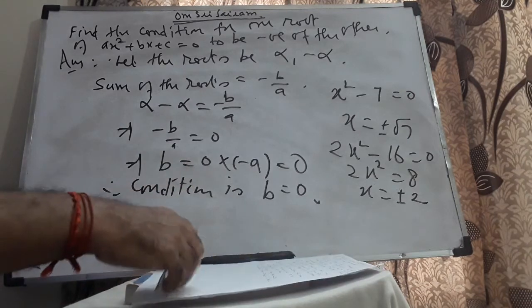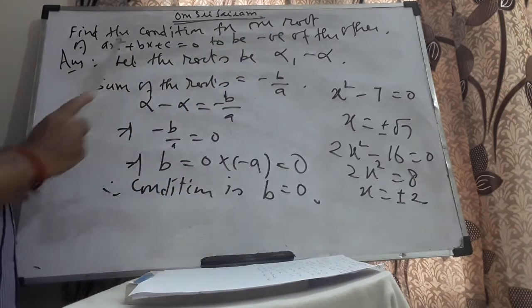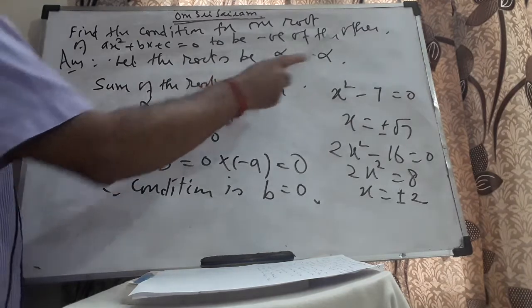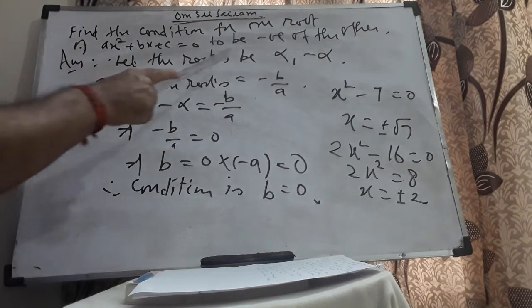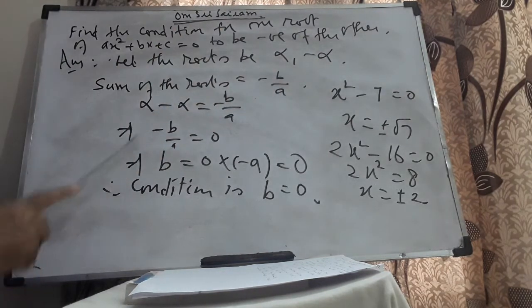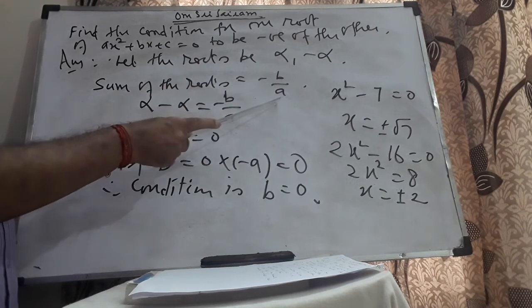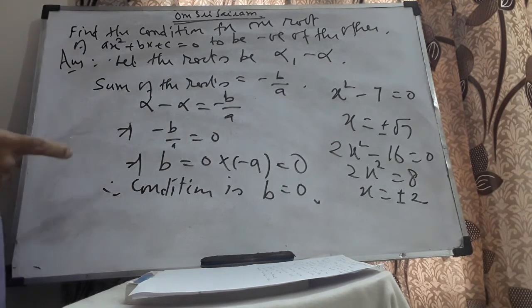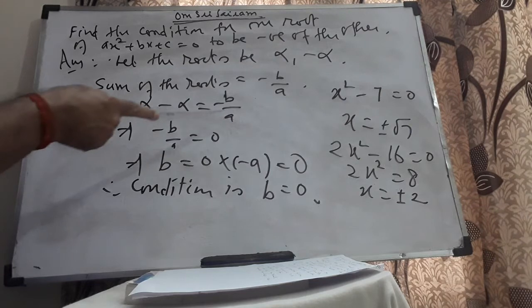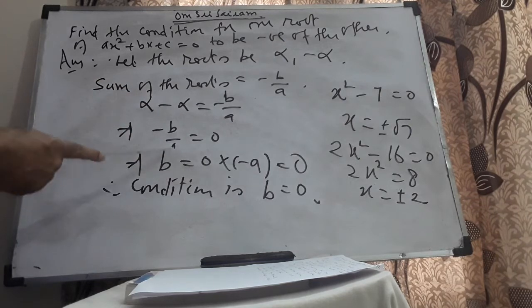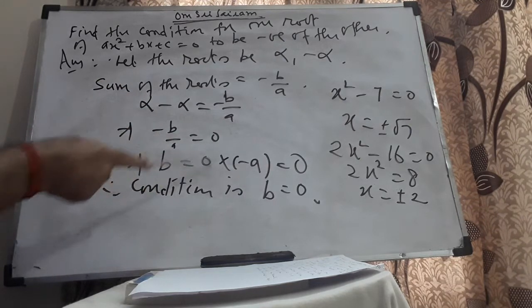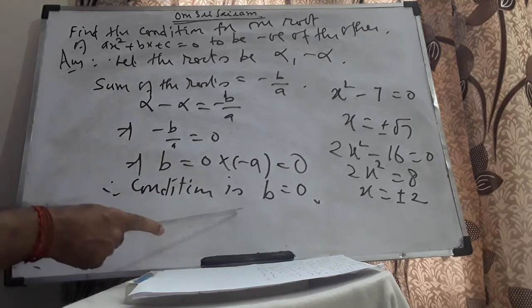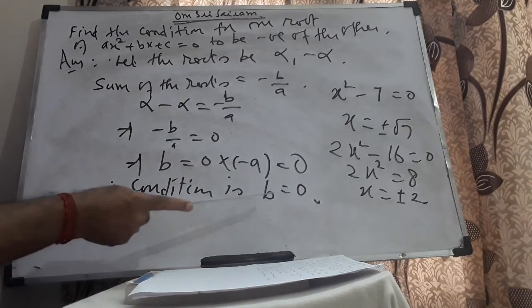Let me just explain. Find the condition for one root of ax square plus bx plus c is equal to 0 to be negative of the other. Let the roots be alpha comma minus alpha. Sum of the roots equal to minus b by a. You might have seen in one of the videos earlier. For alpha minus alpha happens to be 0. For minus b by a is 0. b is 0 into minus a, which is 0. The condition for one root to be negative of the other is b is equal to 0.